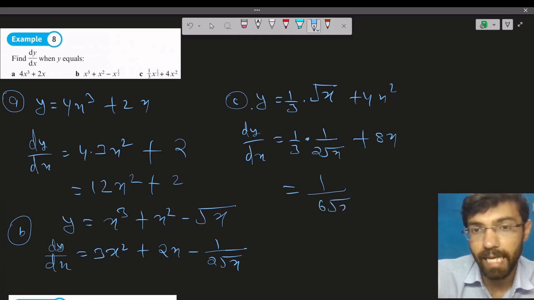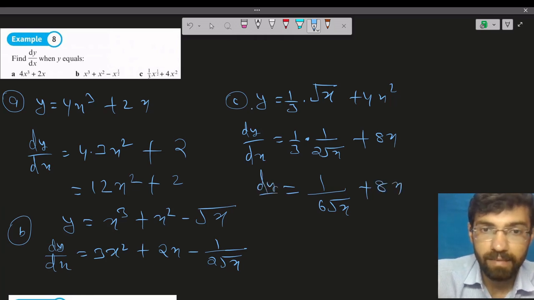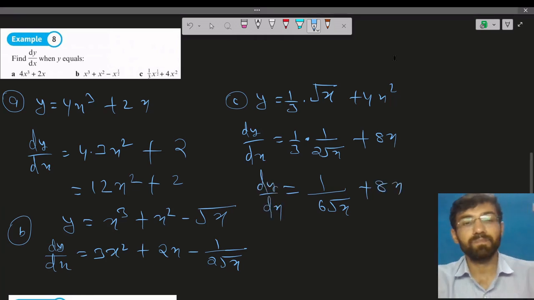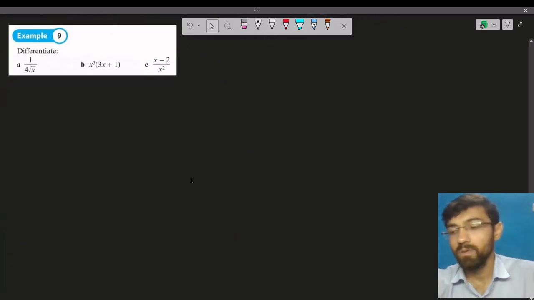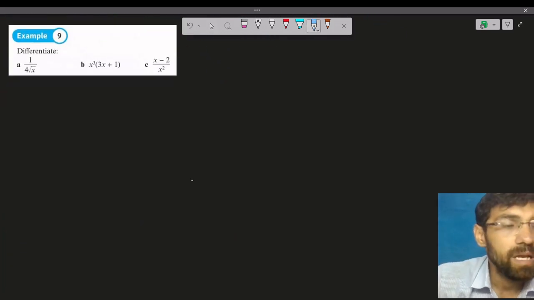This is 6 root x plus 8x. This is my dy upon dx. Okay, so this was about example 8. Let us do one more example based on this idea.